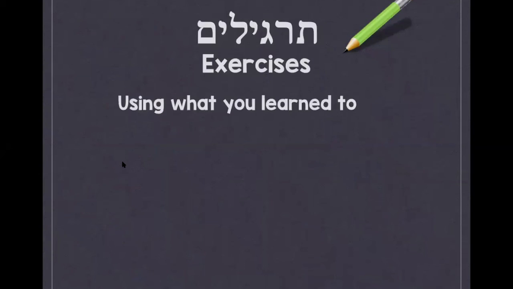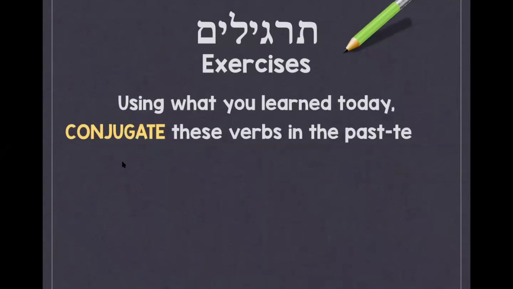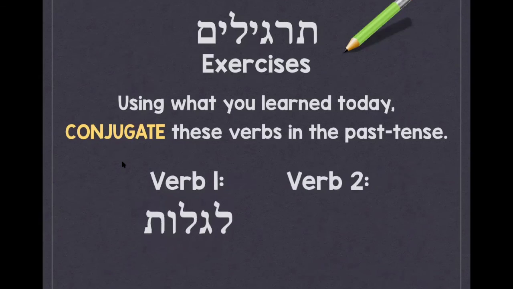So now for your exercises. As usual, you are going to take the pattern that you learned today and conjugate these two verbs in the past tense. So the first verb is legalot, which is to reveal or to expose. And the second verb is lekavot, which is to hope. Okay, so you're going to conjugate these two using the same pattern that we just did for lechakot, which is to wait.